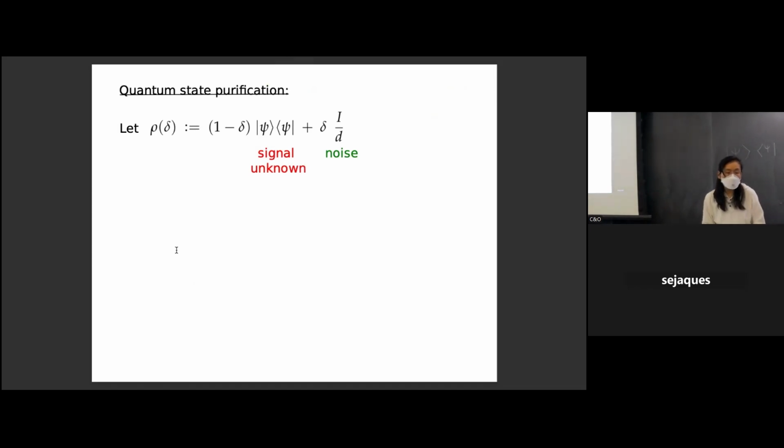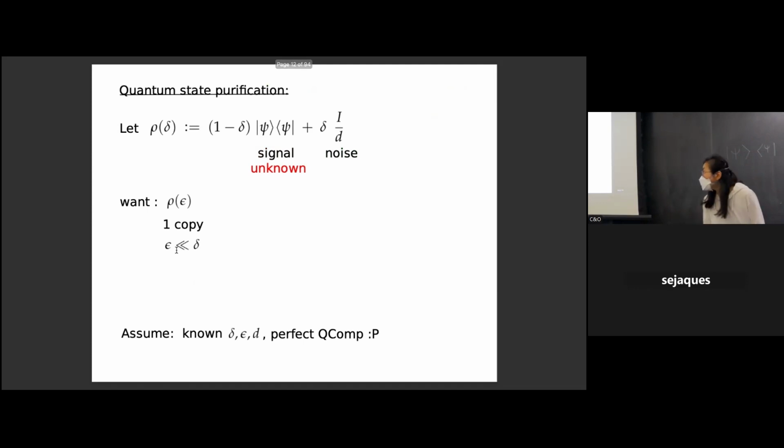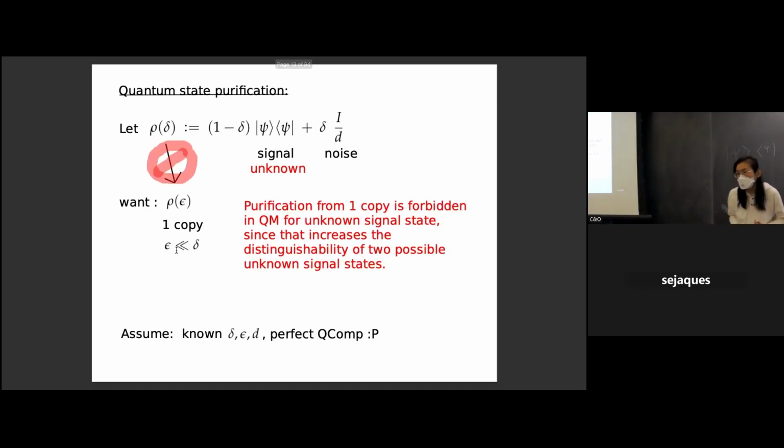So then the problem to purify the state is to take that noisy state and output a copy that has noise probability epsilon, for epsilon much smaller than delta. You want ideally epsilon to be smaller than anything that you need to worry about. Except it is not allowed. It's not possible in quantum mechanics. This transformation would break a lot of rules, such as that you could distinguish the signal state better than you can with the original state.